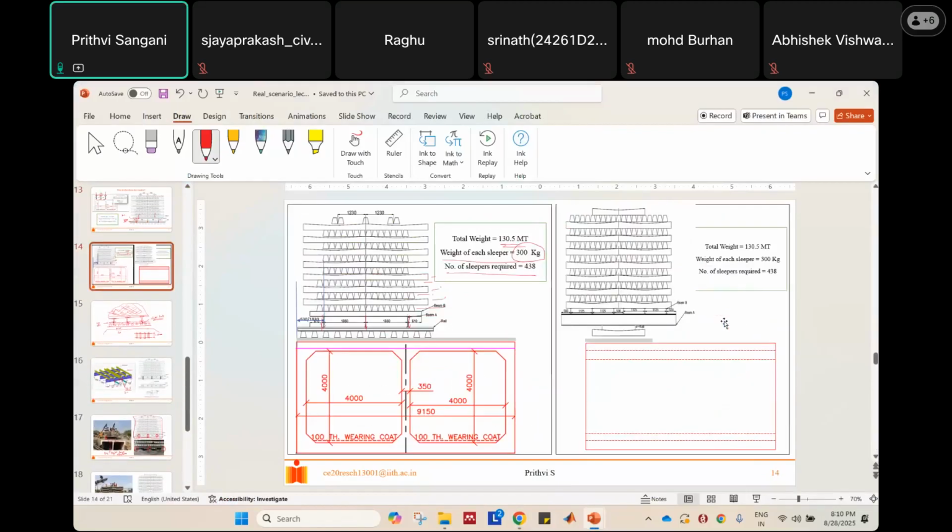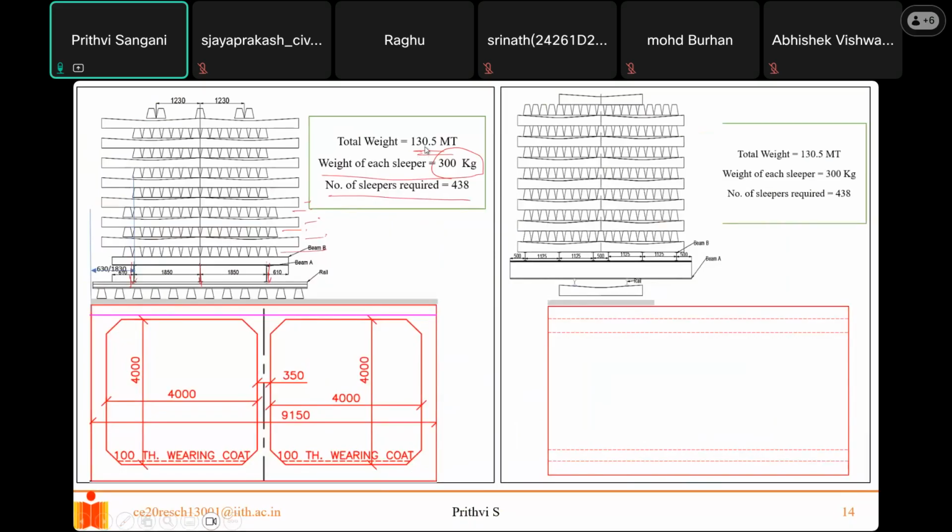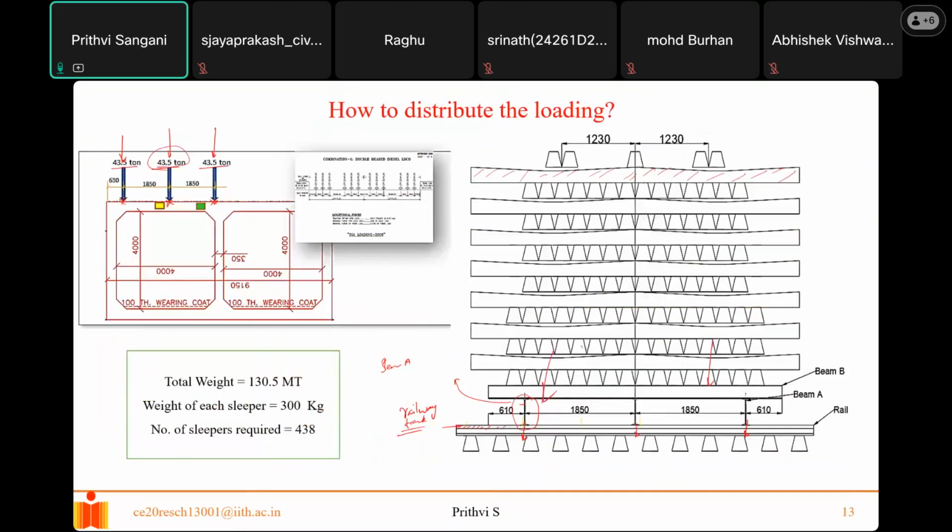See, here you can see there's this calculation, right? The total weight which we need is 130.5 metric tons. This is from our analysis only. If you add 43.5 plus 43.5 plus 43.5, it will be 130.5 metric tons. And each sleeper weighs about 300 kg. We have also ensured it, and that's how we got these sleepers.